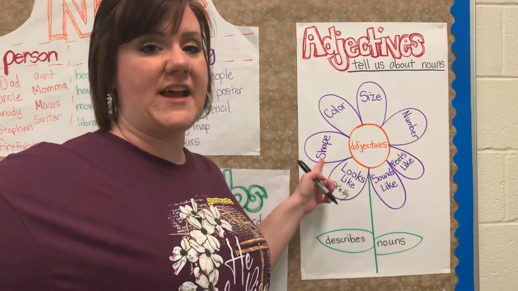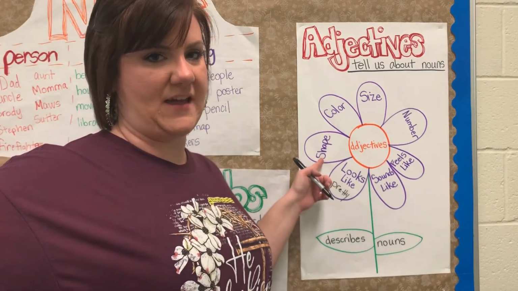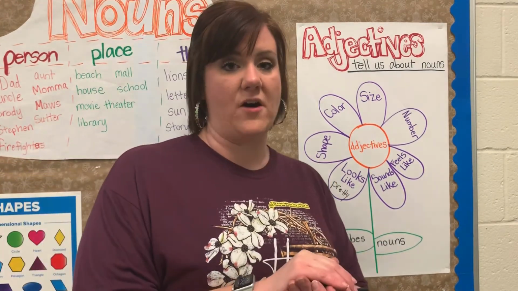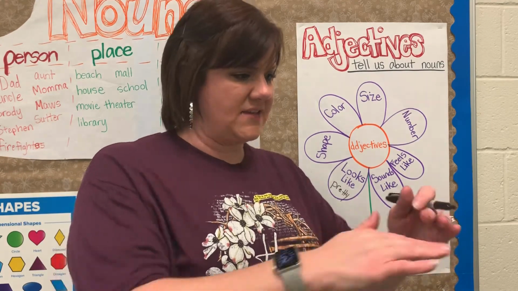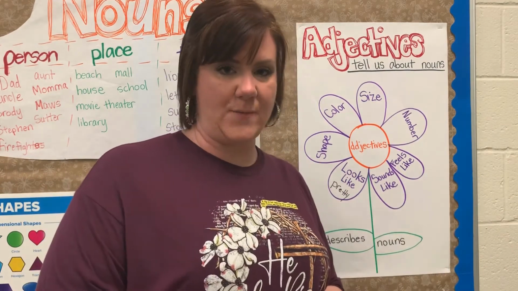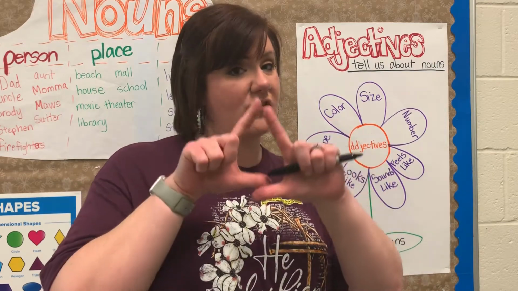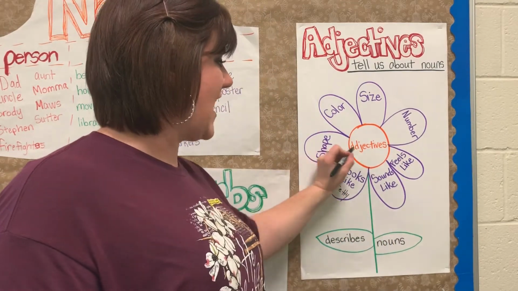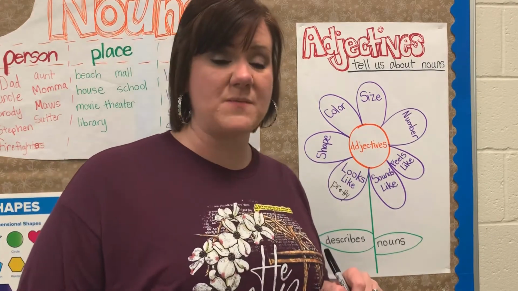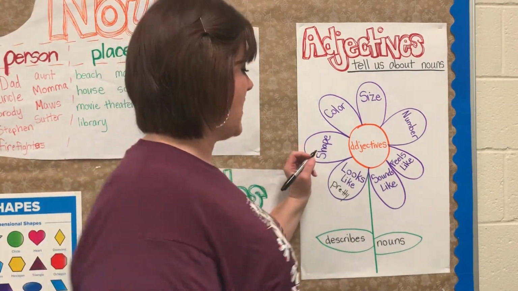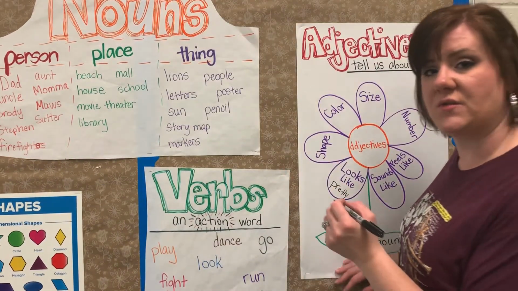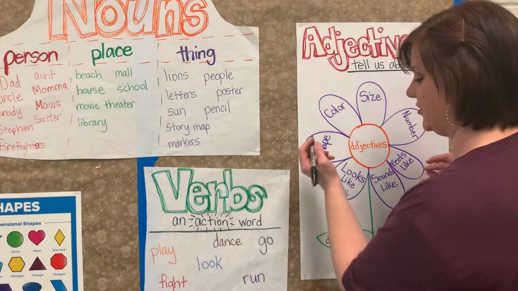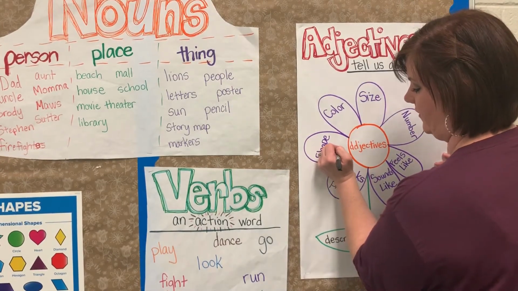Adjectives can also tell us the shape of something. Like, is it round like a ball? Is it a square table? Is it a triangle piece of pizza? All right, so we can use adjectives to tell us about the shape of things. So I'm gonna use round for an example for shape. So I'm gonna put round here.